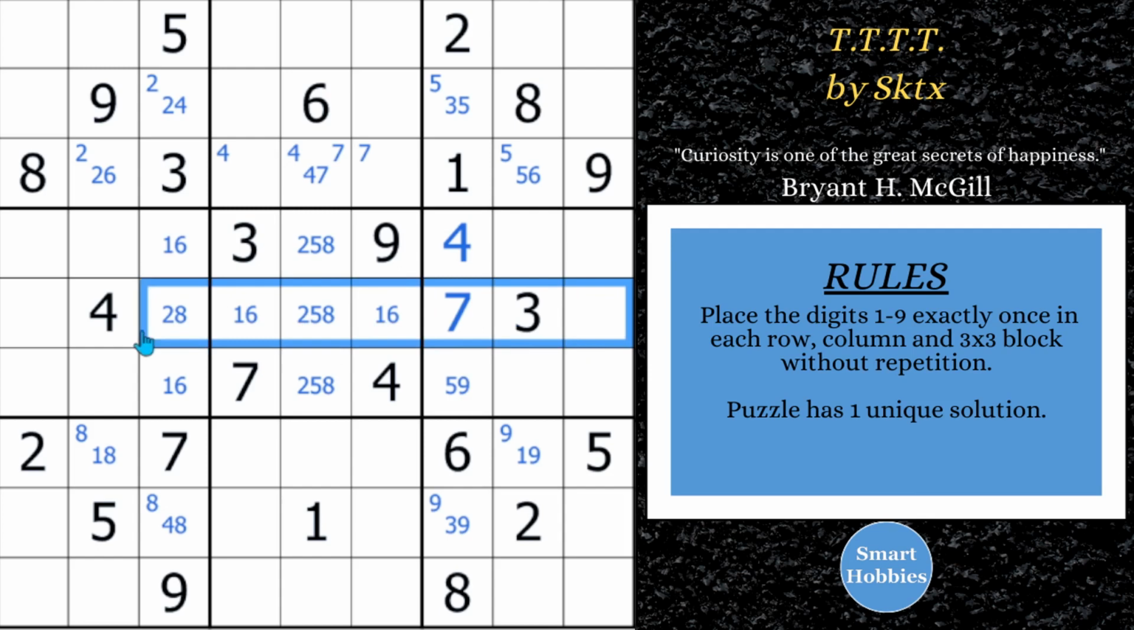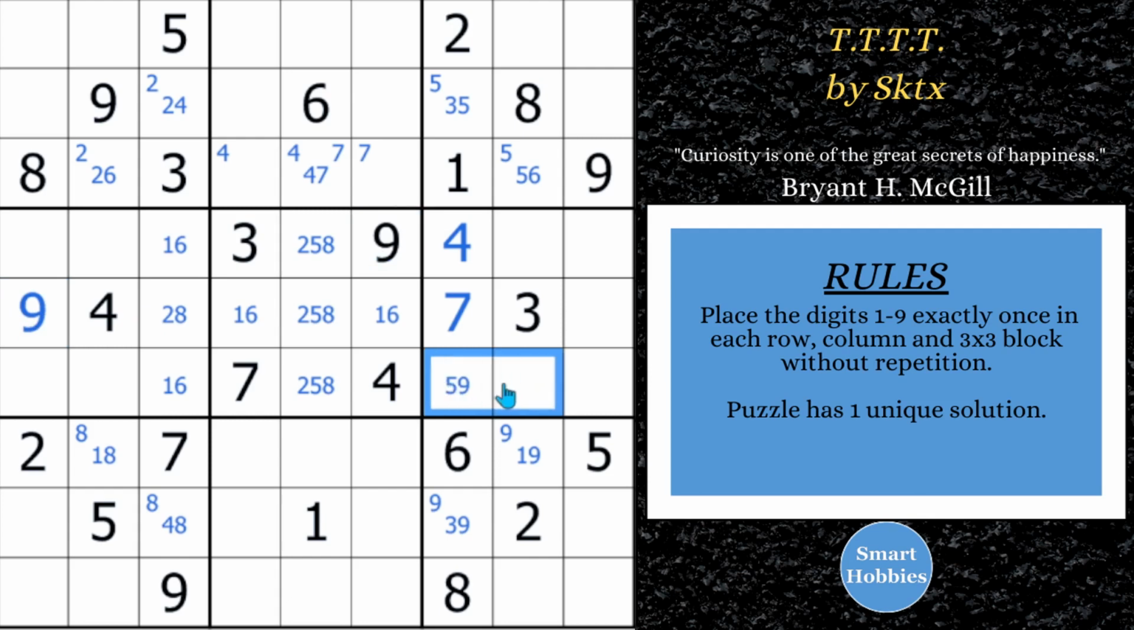Where can a 9 be in row 5? Well, it can't be in any of these spots, and it can't be here because of this 9. So we can actually solve this cell for a 9. Nice. And now this 9 and this 9 means that the 9 is going to be in one of these two spots right there. And so you can see now we're really starting to make good progress.